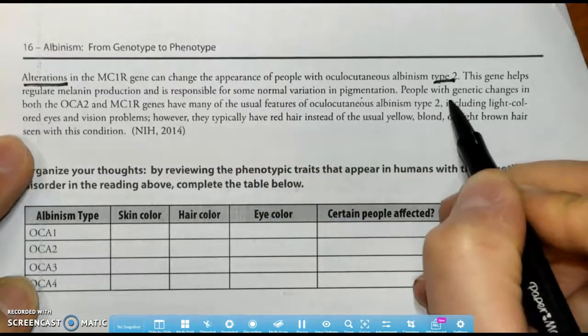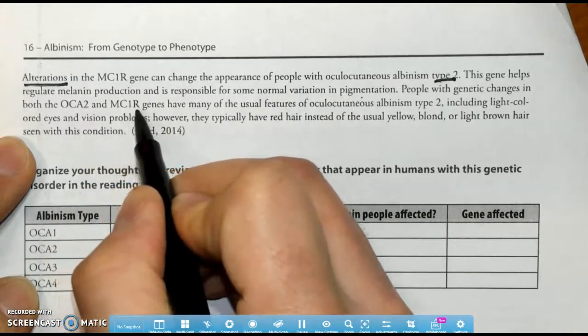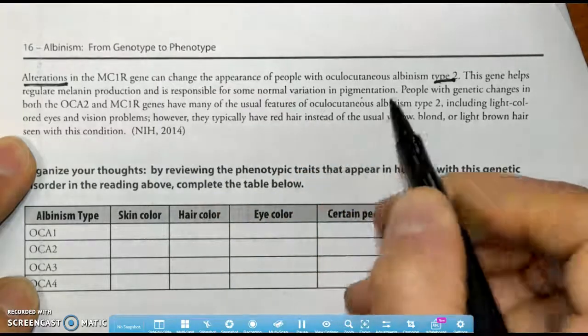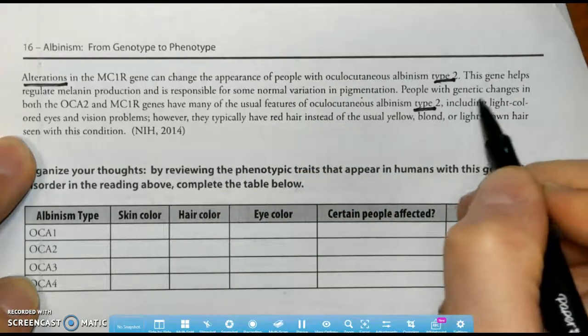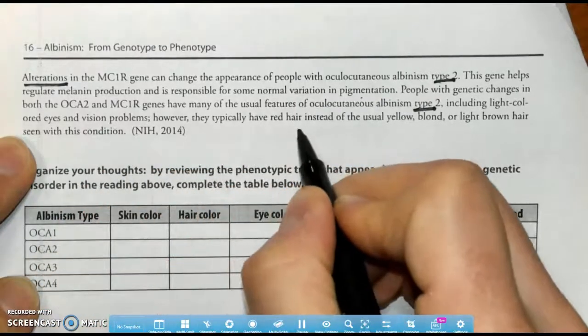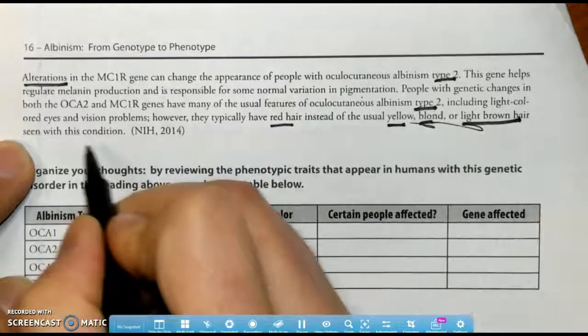People with genetic changes in both the OCA2 and MC1R genes have many of the usual features of oculocutaneous albinism type 2, including light-colored eyes and vision problems. However, they typically have red hair instead of the usual yellow, blonde, or light brown hair seen with this condition.